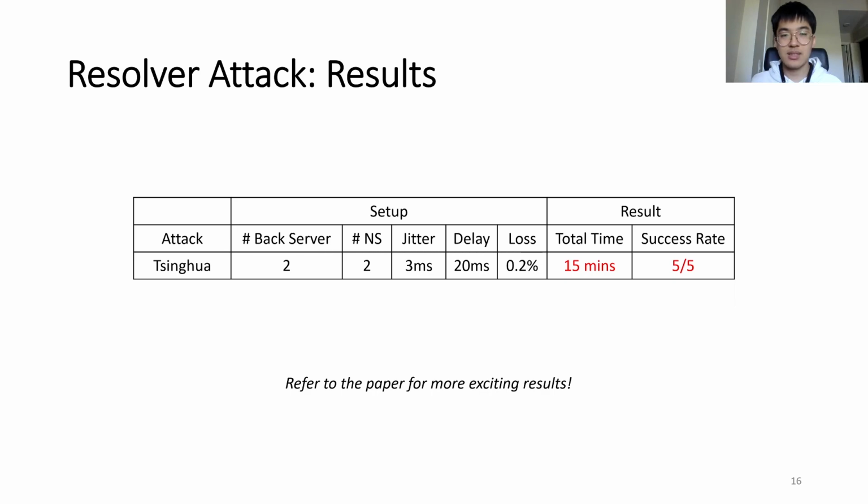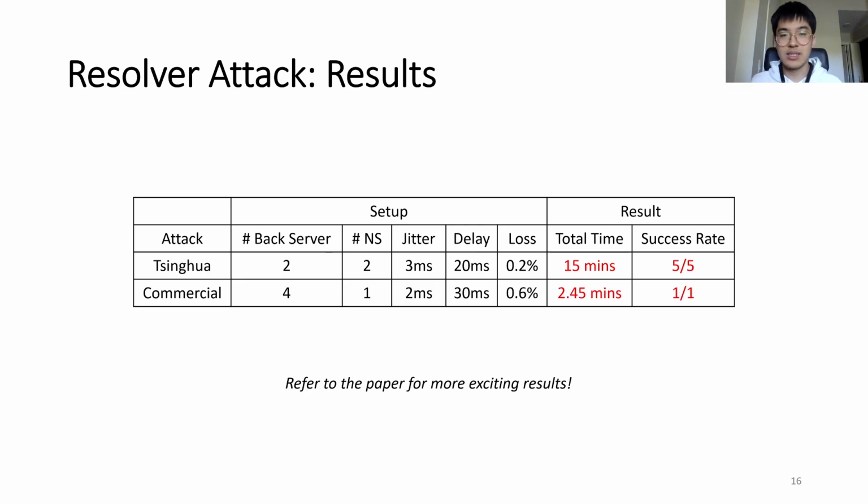We also tested the attack with varying network conditions and server configurations to show the attack is robust in practice, but please refer to our paper for more details. What's more, with authorization, we also launched an attack against a commercial public DNS provider with 4 backend servers, serving an entire country. Surprisingly, we are able to successfully poison its cache in just a few minutes.